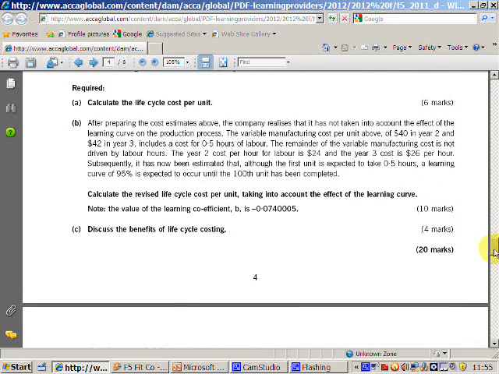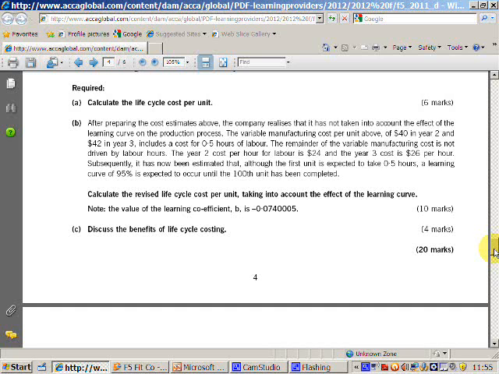Okay, so just looking at the requirements. The requirements are to calculate a life cycle cost per unit. That's the first bit. The second bit is to calculate a revised life cycle cost per unit, taking into account the effect of the learning curve. And that's a little bit more tricky. And the third bit, part C, is to discuss the benefits of life cycle costing. So parts A and C are certainly very doable. Part B is a little bit trickier. So this video will continue with part A and C, and then we'll come back and look at part B in a second video.